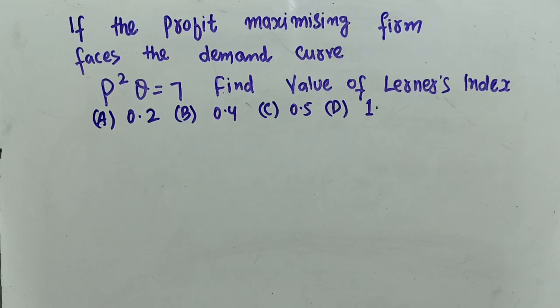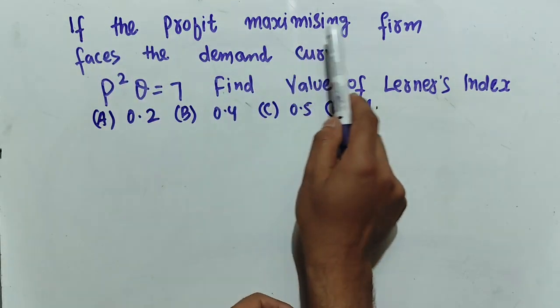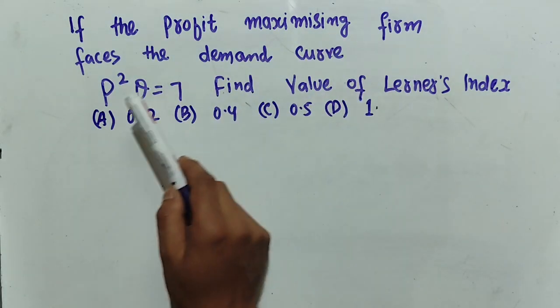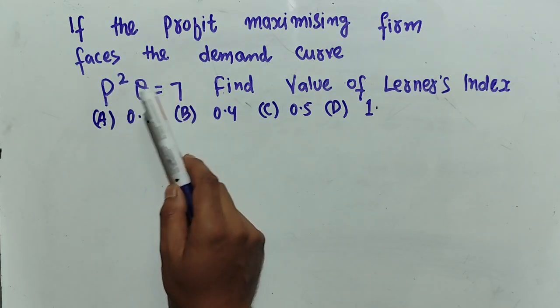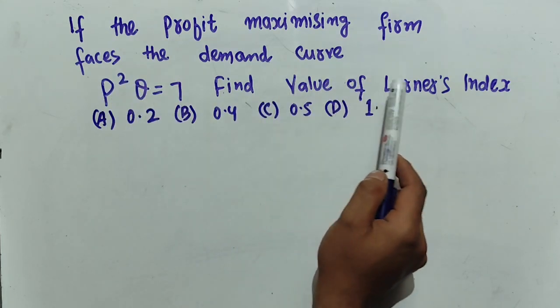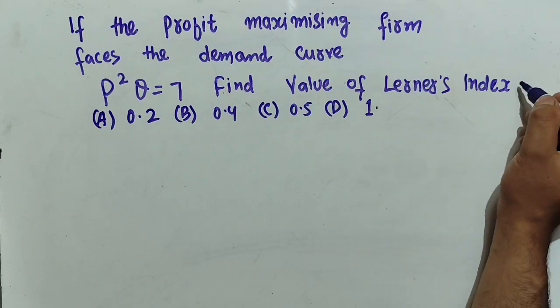How to calculate the value of Lerner's index? The question is, if the profit maximizing firm faces the demand curve as P squared Q is equal to 7, where P is the price, Q is the quantity, find the value of Lerner's index, which is denoted by L.